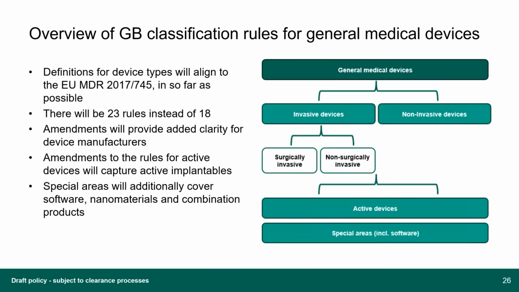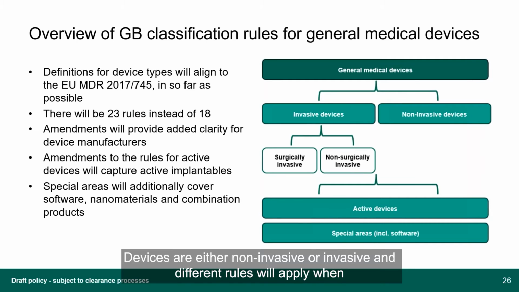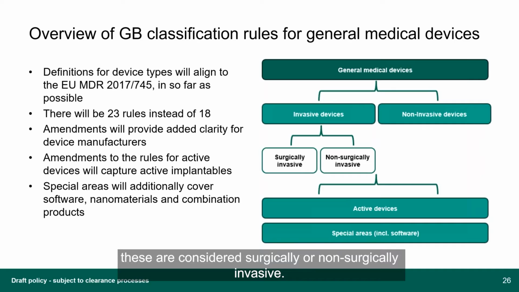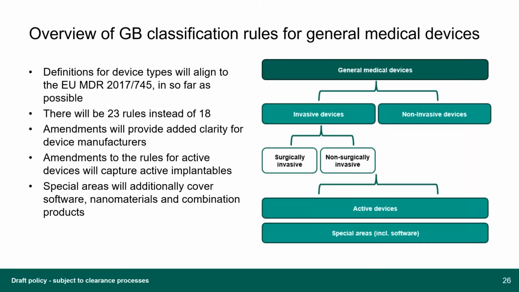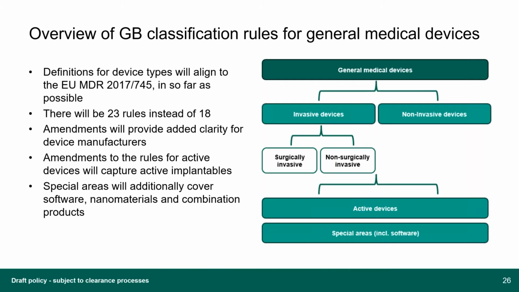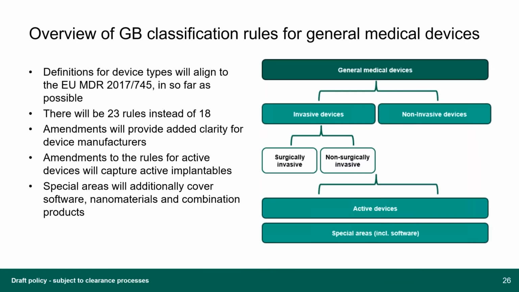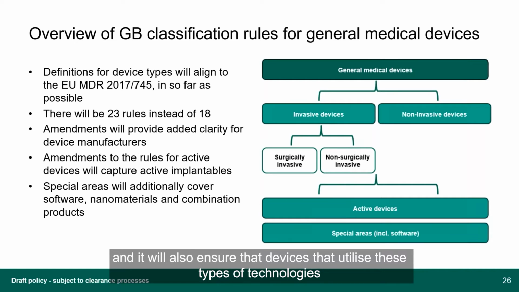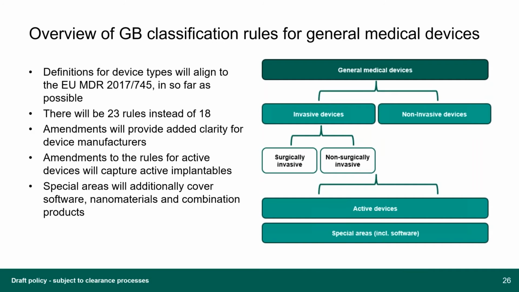So within the classification rules, there are several categories. Devices are either non-invasive or invasive, and different rules will apply when these are considered surgically or non-surgically invasive. Active devices fall within their own rule set, and we have expanded this rule set to include active implantable devices, which will continue to be classified as Class 3. We've also expanded the special rule set, and this will capture developing technologies such as nanomaterials, and it will also ensure that devices that utilize these types of technologies are classified in line with the risks that they represent. So we'll now look a bit more closely at each of these areas and the changes that will be implemented.